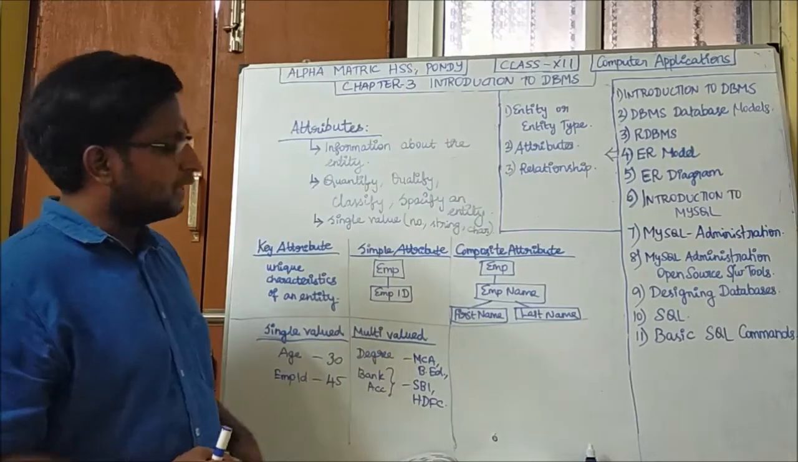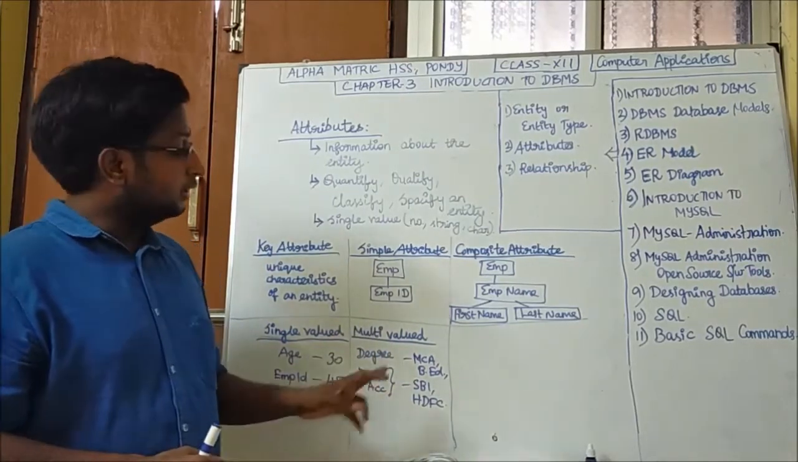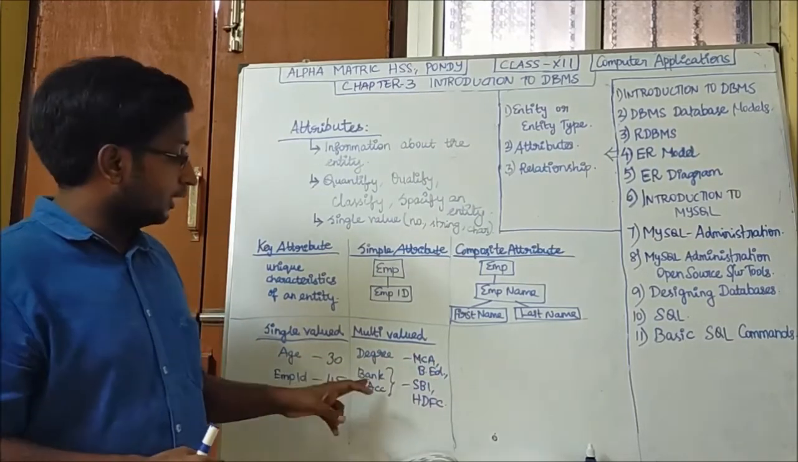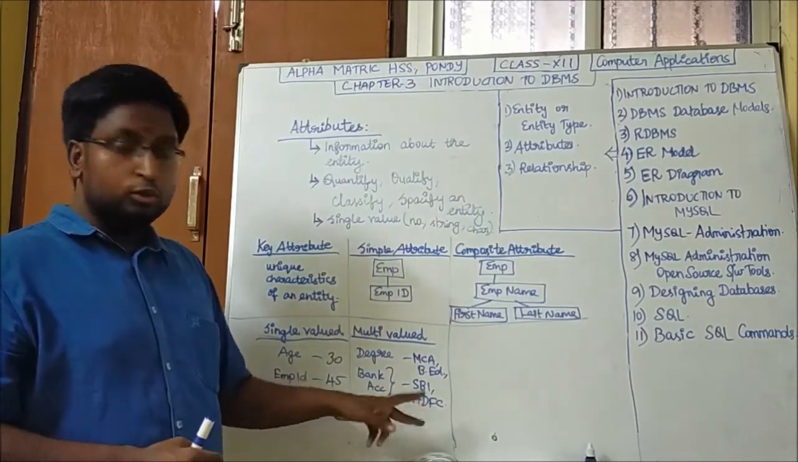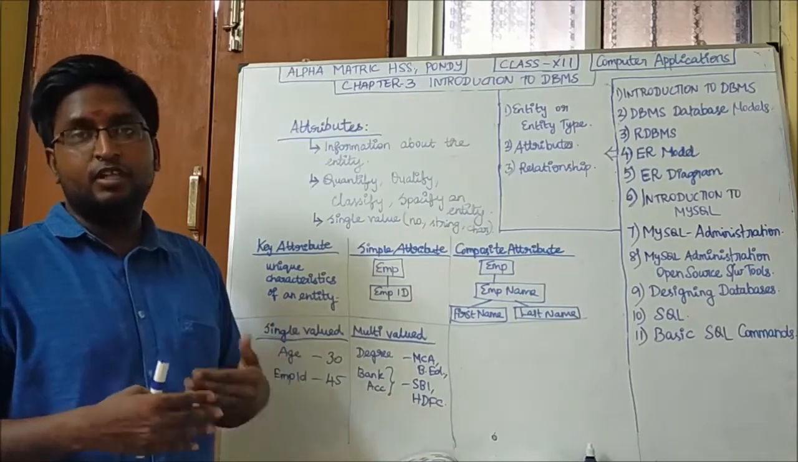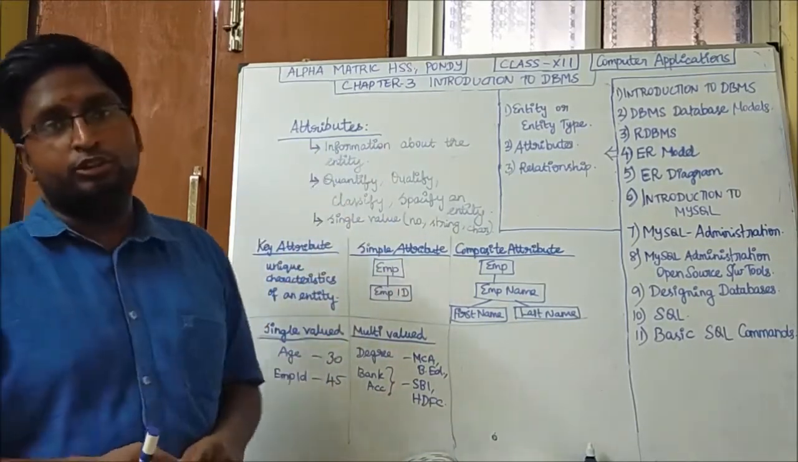And here is the multi-value attribute. Say for example, we take degree. Degree can have multiple values, MCA, BA, and also the bank account. This is also an attribute which can have two or more values, names of the bank, SBI and HDFC, like that. So these are the types of attributes.